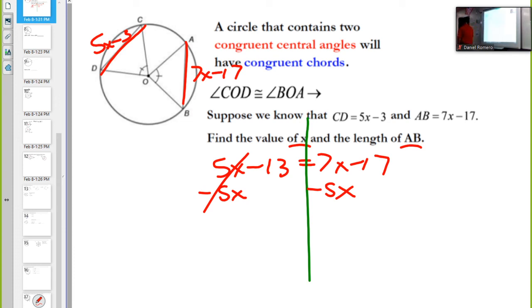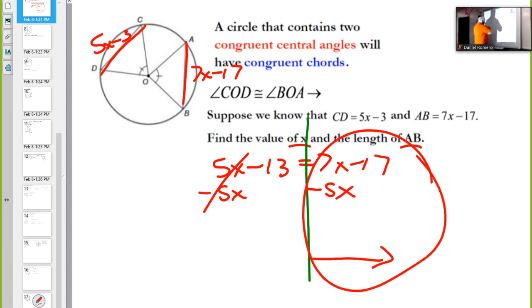So what variable did I have to get rid of? The x's move over to the right. Who are they going to kick out? If all the x's move over to this side, to the right, who doesn't have an x on this side over here? Negative 17.